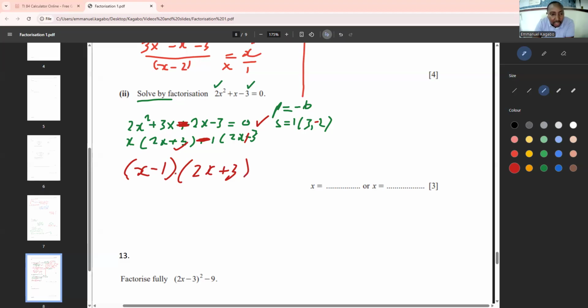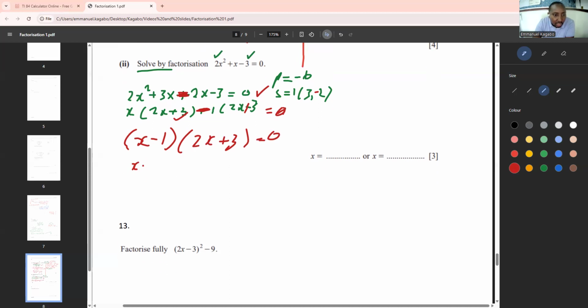Is that okay for everyone? Then everything here was equal to 0, so each of them will be equal to 0. x minus 1 is equal to 0, or 2x plus 3 equals 0. So what's the first value of x here? It will be 1, and the second value of x will be negative 3 over 2. So my answers here are negative 3 over 2 and positive 1.